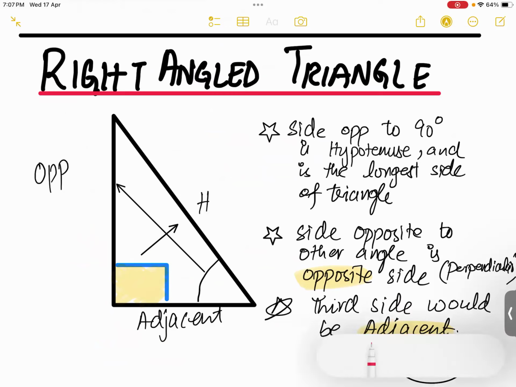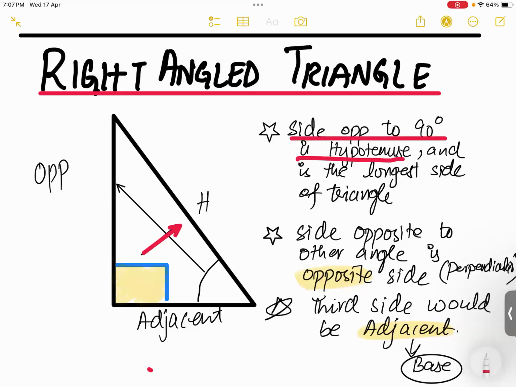Okay. Now, some students study in school that the side opposite to the 90 is called hypotenuse. So that is the reason I wrote it down here, that the side opposite to the 90-degree is hypotenuse, and hypotenuse is the longest side of the triangle. And that is why hypotenuse is the longest side, because hypotenuse is facing the largest angle of the triangle.